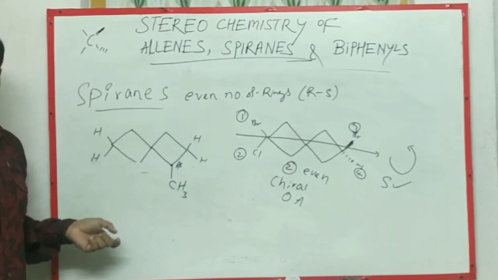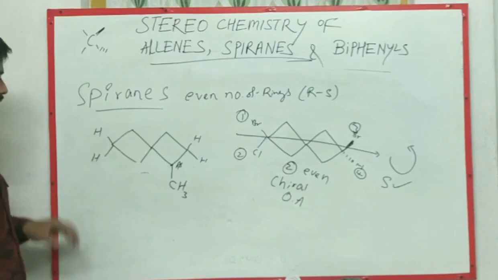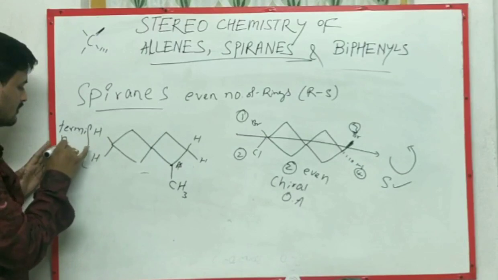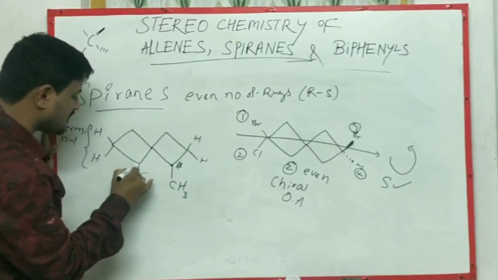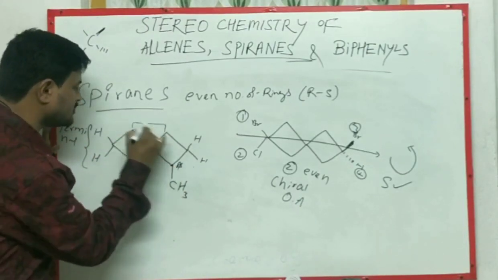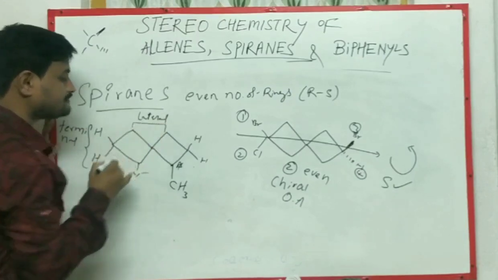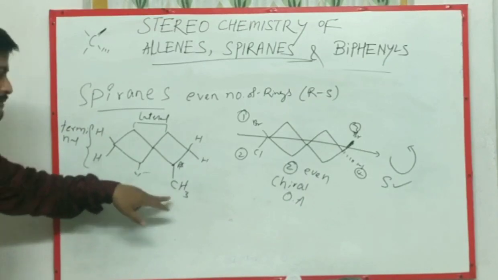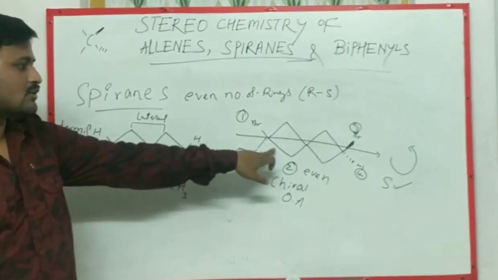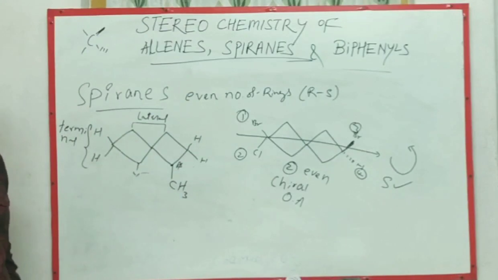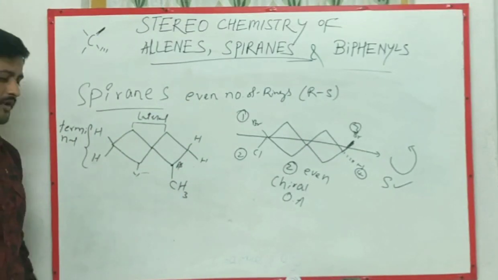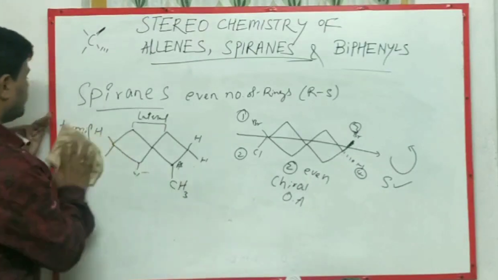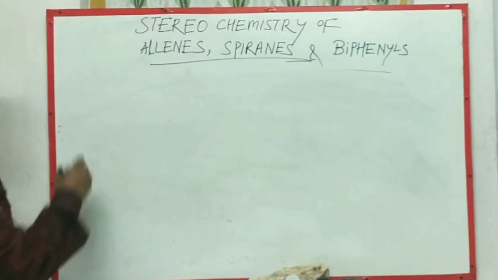Actually, these positions are known as terminal groups, and all these other positions are lateral groups. Here the chirality shows at lateral positions; here the chirality shows at terminal positions. Clear? Do you understand? Okay, go for biphenyls.